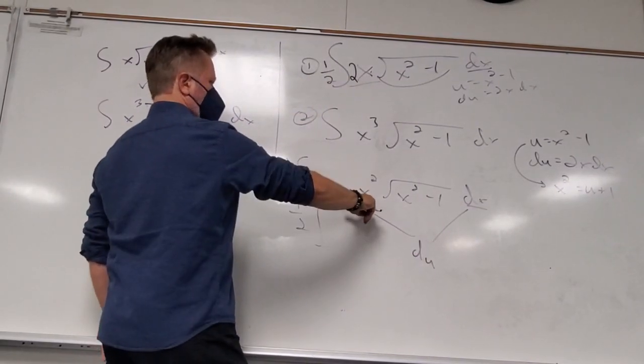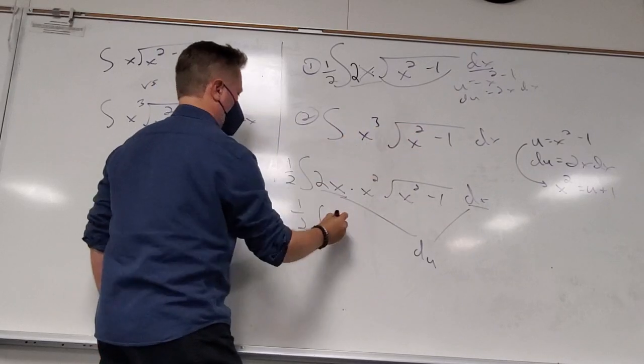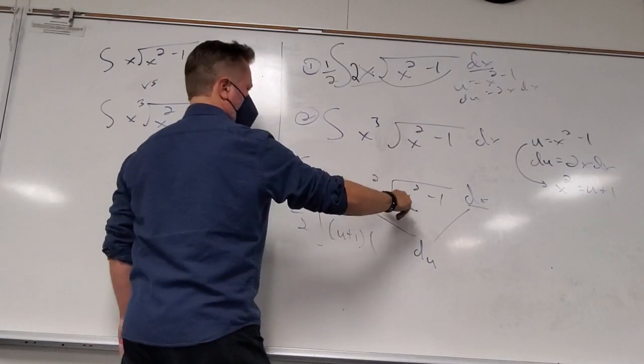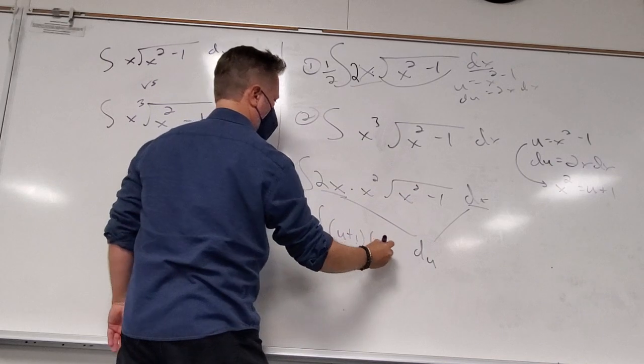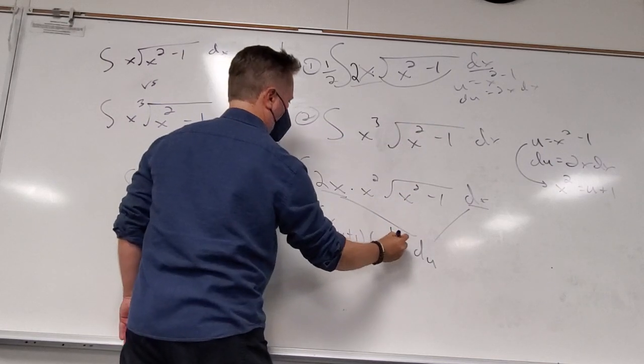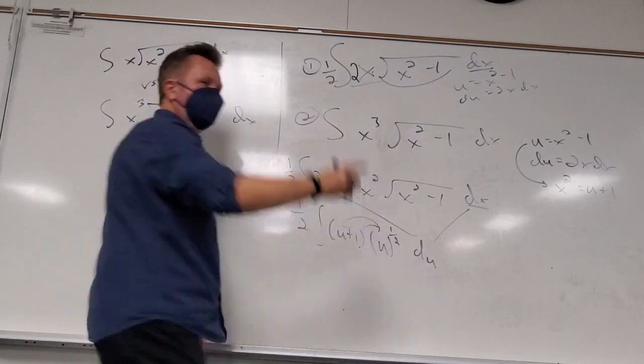What's x squared? u plus 1. And what's the square root of x squared minus 1? u. Square root of u, so it's u to the 1/2. Then you distribute, and easy.